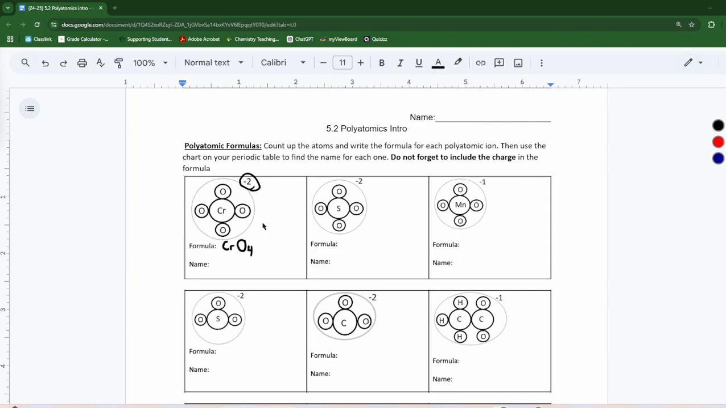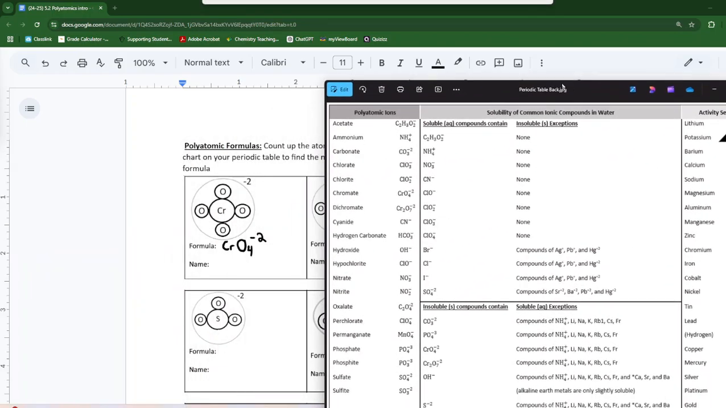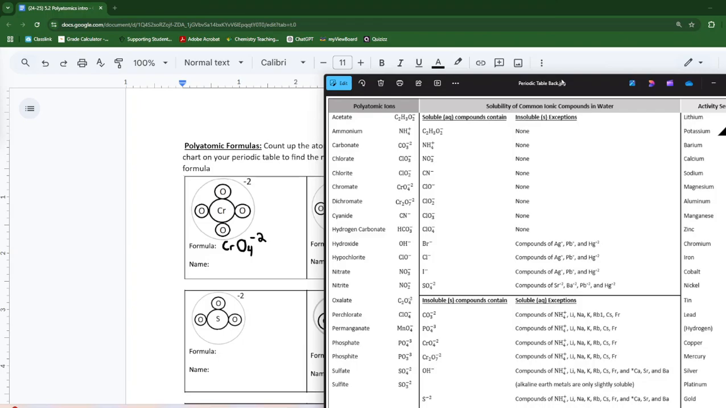Now up here, super important, because they're called ions because they have charge, I need to put the charge. So it is CrO4 with a charge of negative 2. What is the name of this polyatomic ion? Let's look over here. They're all in alphabetical order, and if I look for CrO4 minus 2, I'm going to find it right here. This is called chromate. That's what I'm going to write over here, chromate. And that's it for that one. Let's move on.